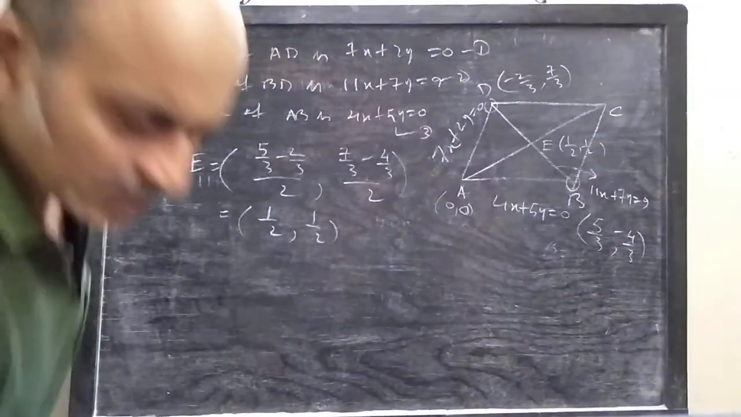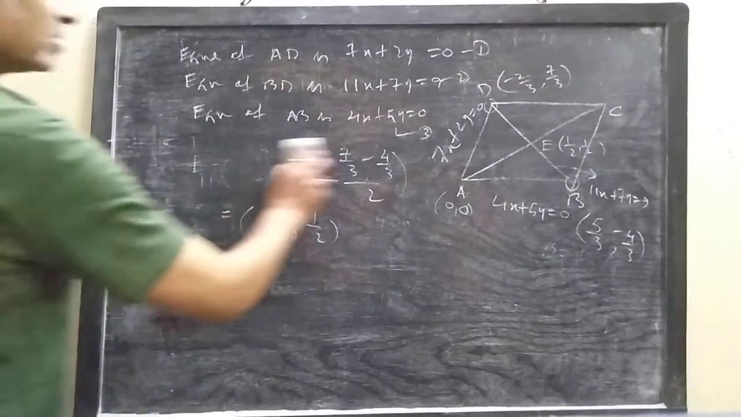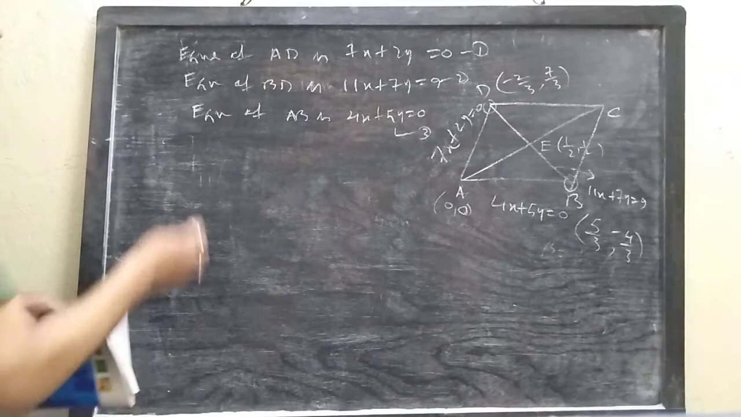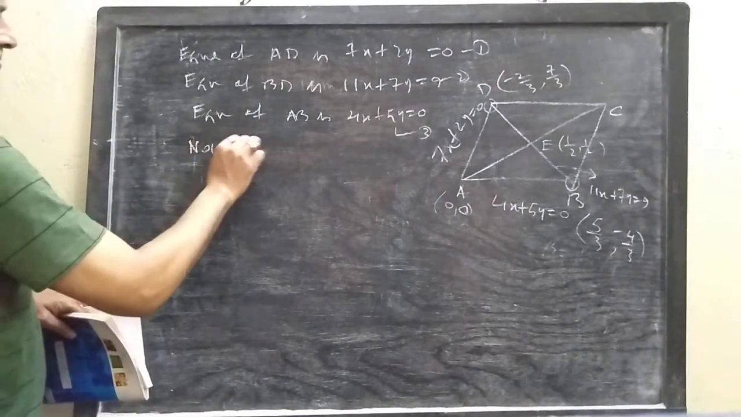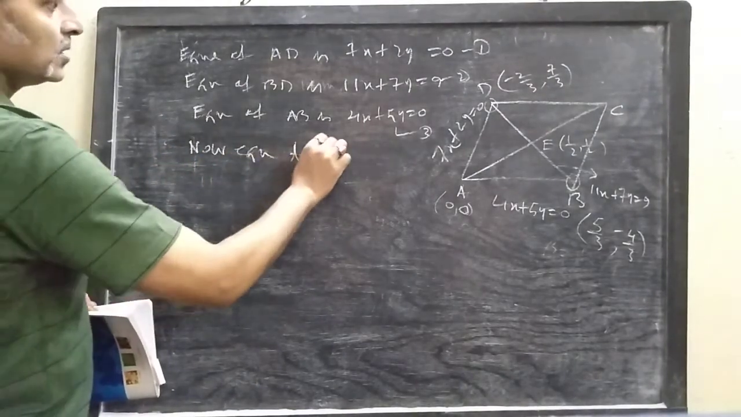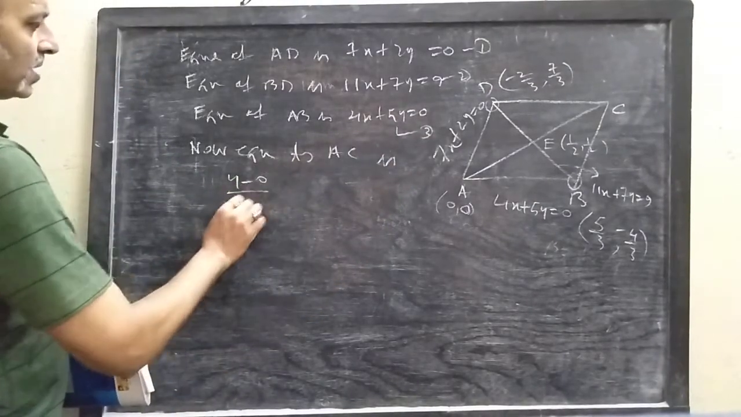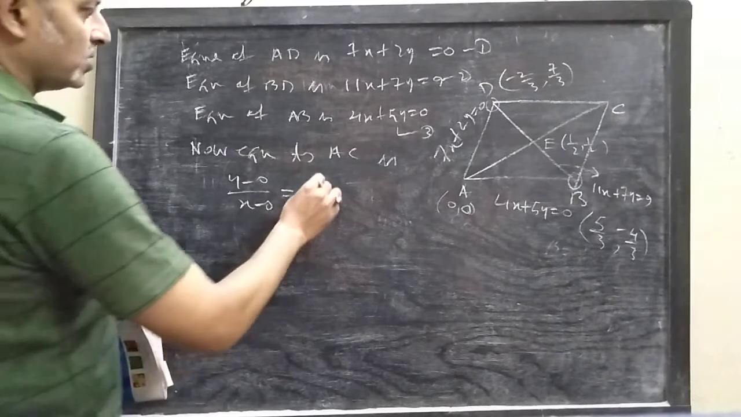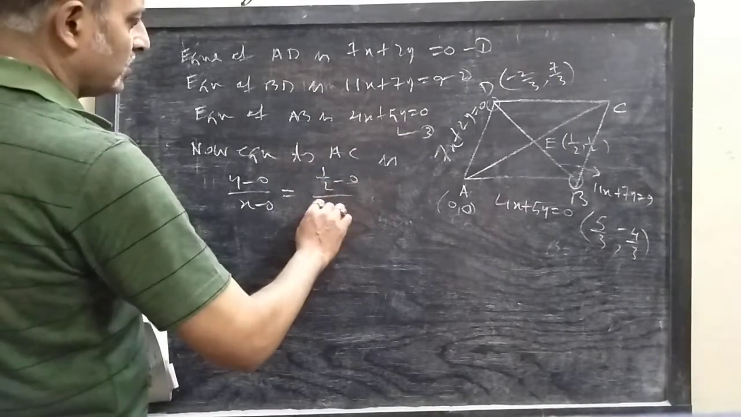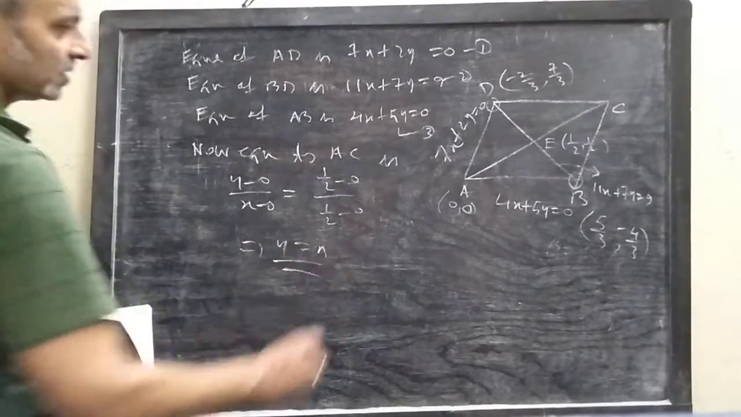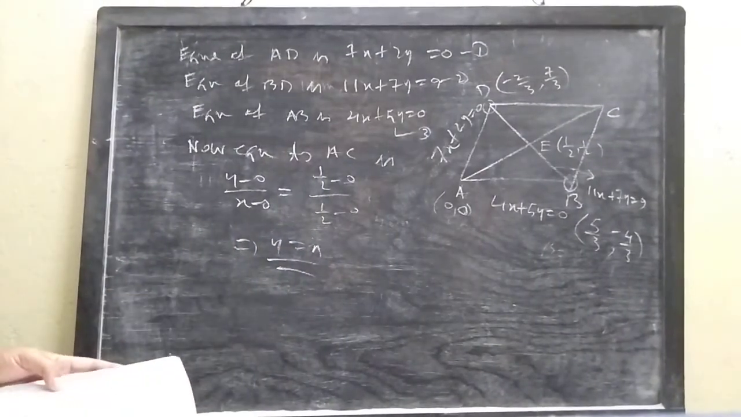So now it is quite easy to find the equation to AC. Now, the equation to AC is (y minus 0) by (x minus 0) equals (half minus 0) by (half minus 0). That is ultimately y equals x. This is the equation to the diagonal AC.